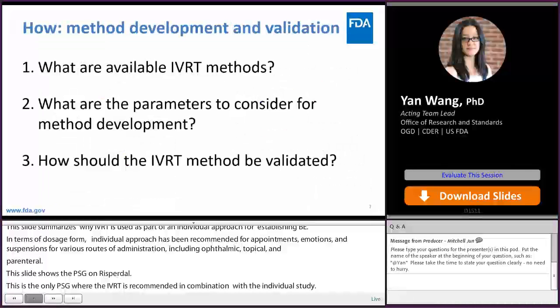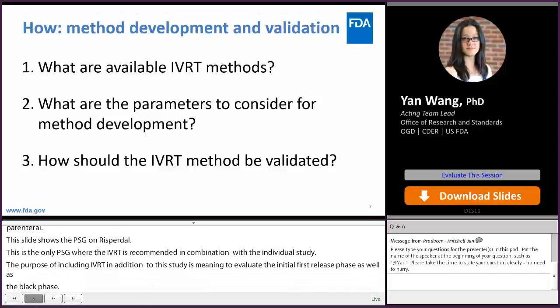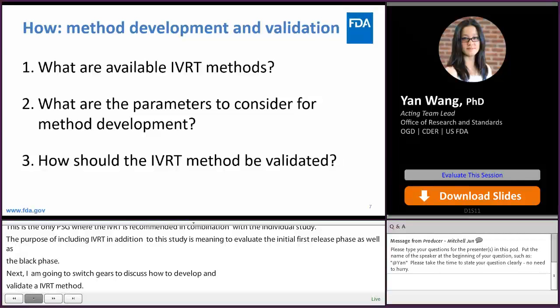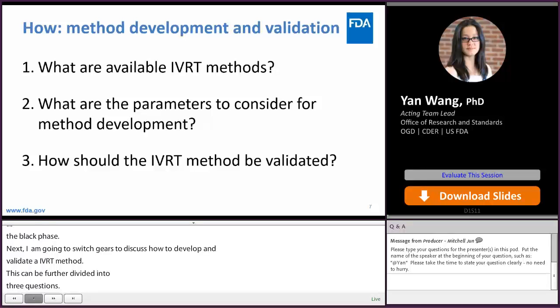Next, I'm going to switch gear to discuss how to develop and validate an IVRT method. This can be further divided into 3 questions. First, what are available IVRT methods? Second, what are the parameters to consider for method development? And third, how should the IVRT method be validated?